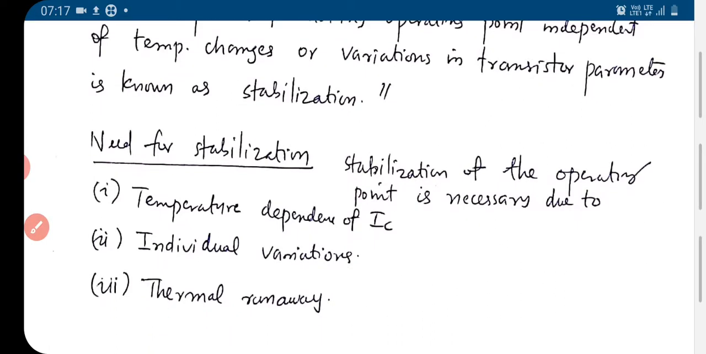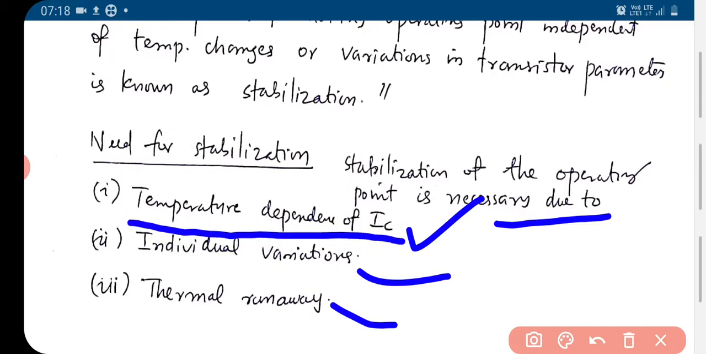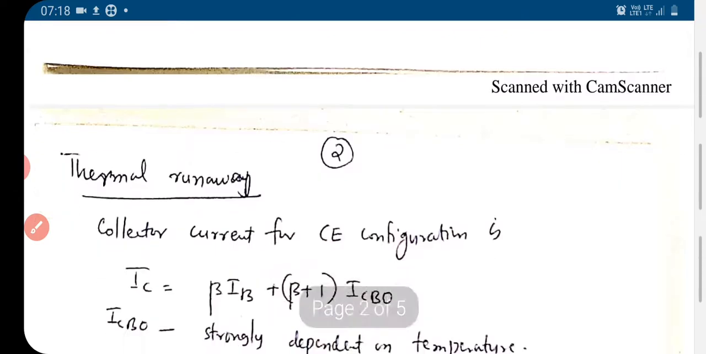The stabilization of the operating point is necessary due to, as we said earlier, the temperature dependence of IC, the individual variations, mainly the transistor parameter variations, and then the thermal runaway. So due to these three factors, stabilization is required. First, the temperature dependence of IC. Let's understand what the temperature dependence of IC is.